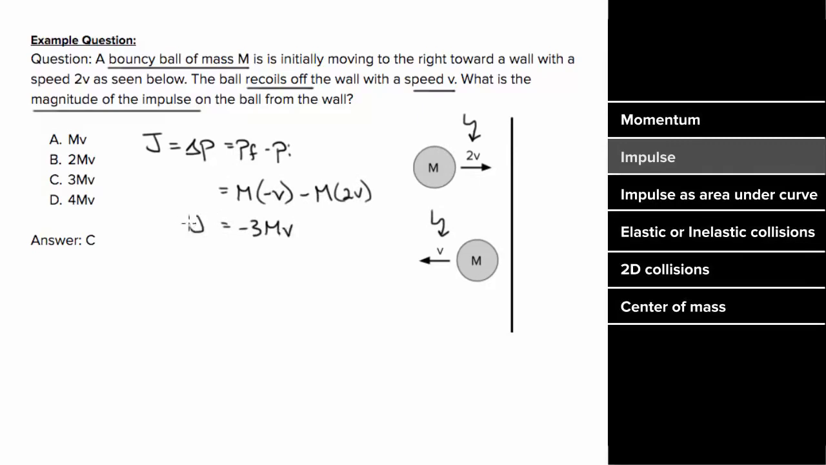And this makes sense. The net impulse has to point in the same direction as the net force. This wall exerted a force to the left. That means the impulse also points left and has a magnitude of 3mv.